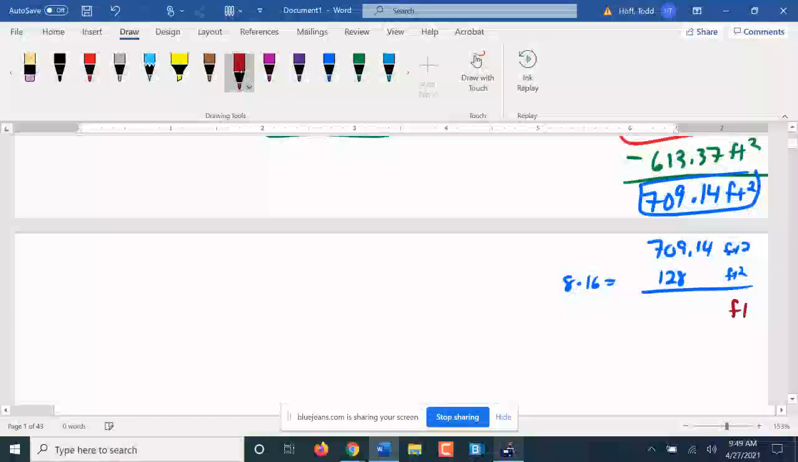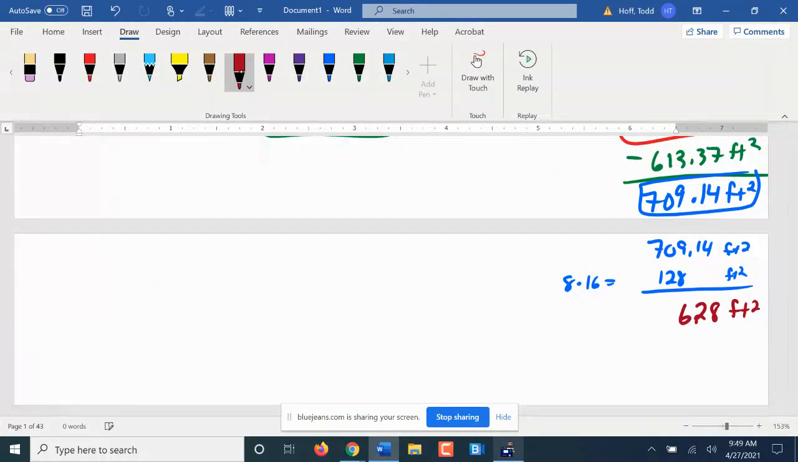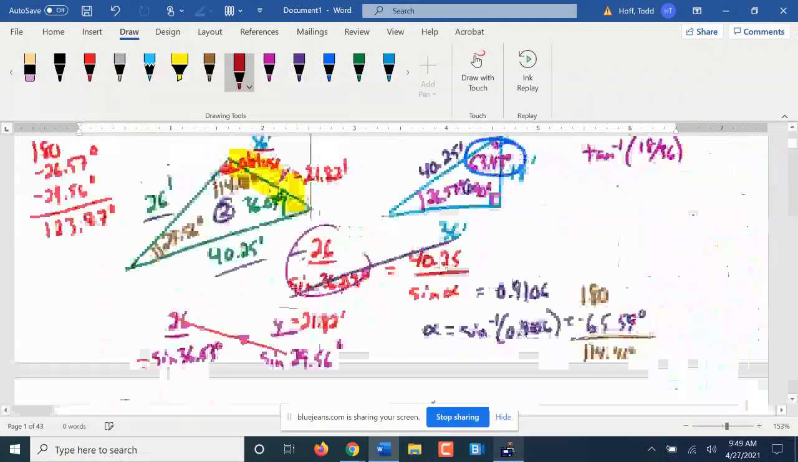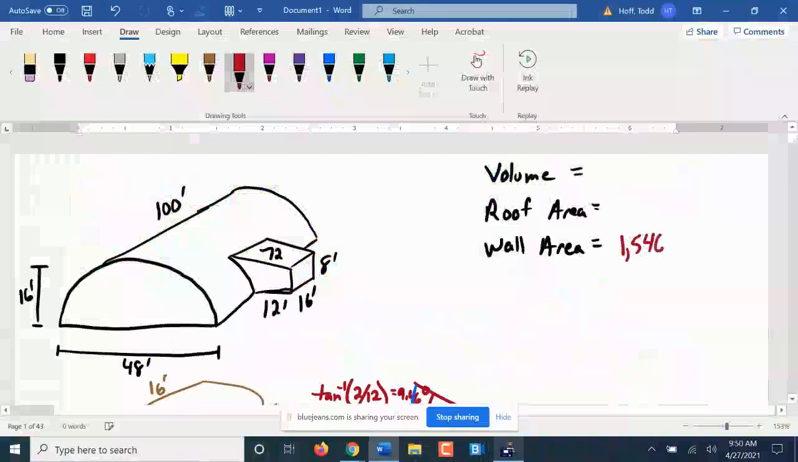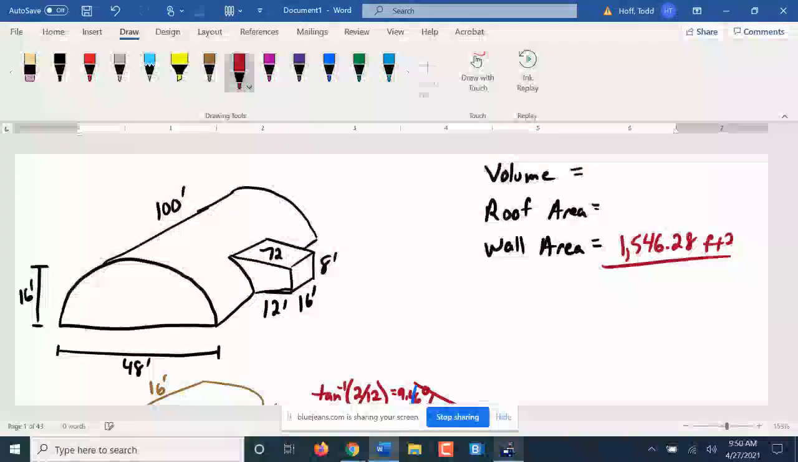So we're going to add those. Get 1,546.28 for wall area. 1546.28. So we've got our total wall area there. Not so bad, huh?